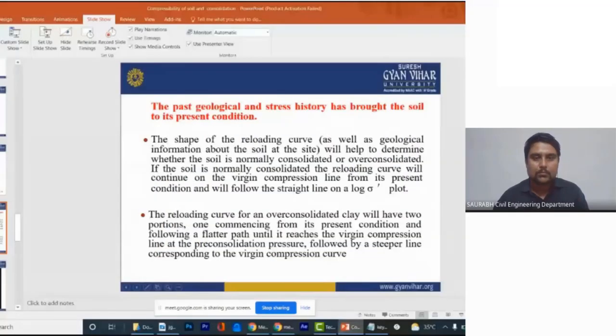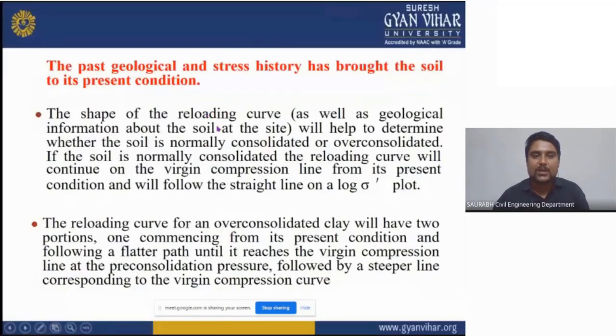Now we will see some points which are related to consolidation and compaction. As you can see here, the past geological and stress history has been brought into this file, and it is present in the condition. The shape of the reloading curve as well as the geological information about the soil at the site will help you determine whether the soil is normally consolidated or over consolidated.